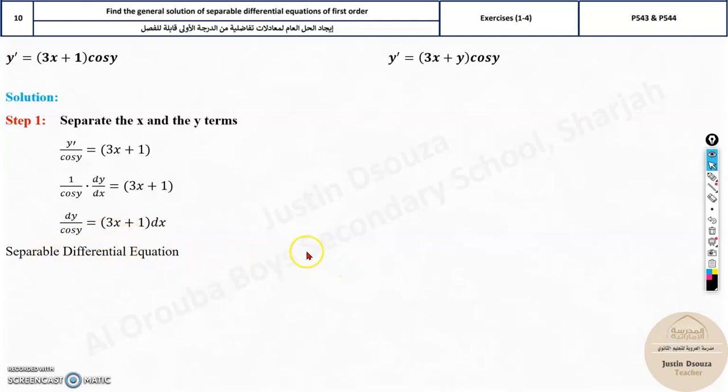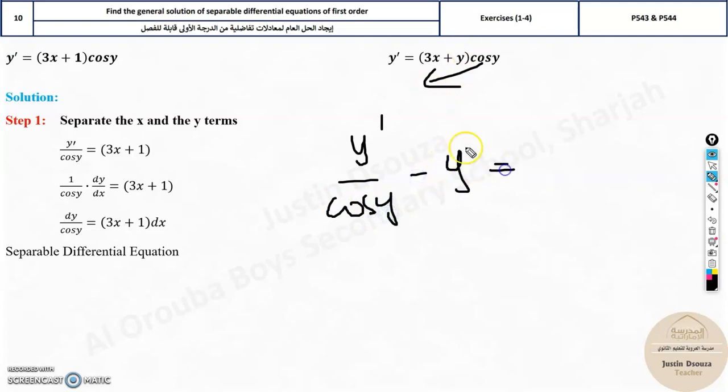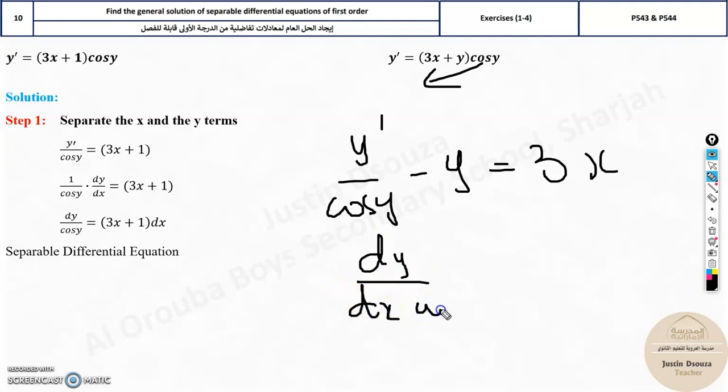Not all the time are they separable. Now look at this term. Think for a while. You might just think, okay, take this y to the other side and it'll be y dash divided by cos y. Bring the y to the other side, minus y equals 3x. But is it okay? No, because dy by dx, then cos y minus y. Now, how do you move this to the other side? It's not possible. You need to make the common denominator and there will be x and y terms together.